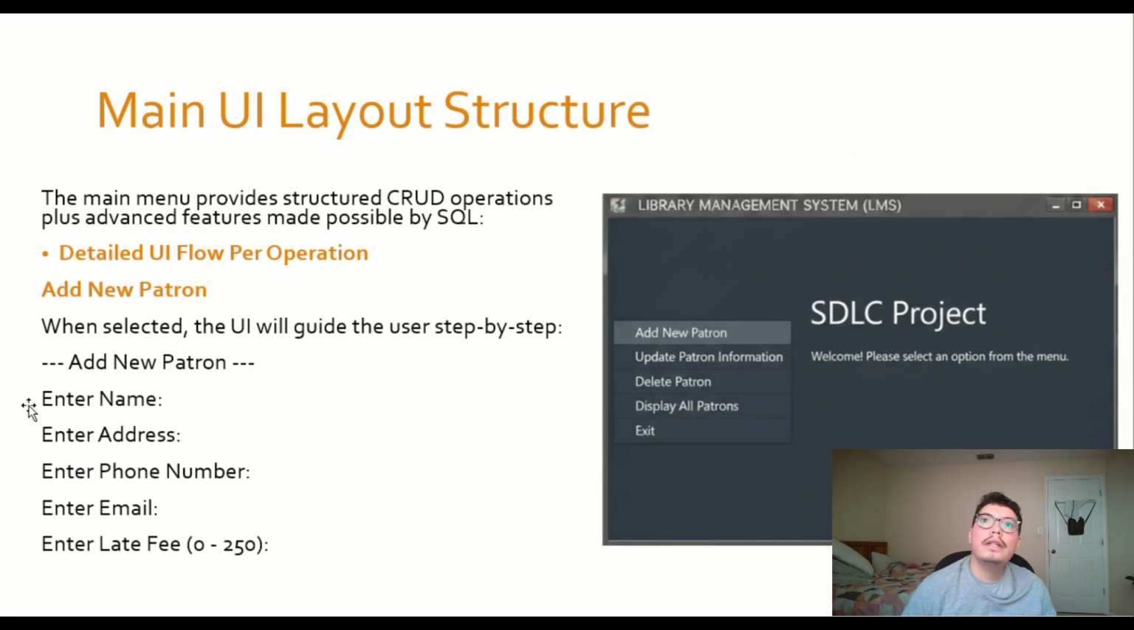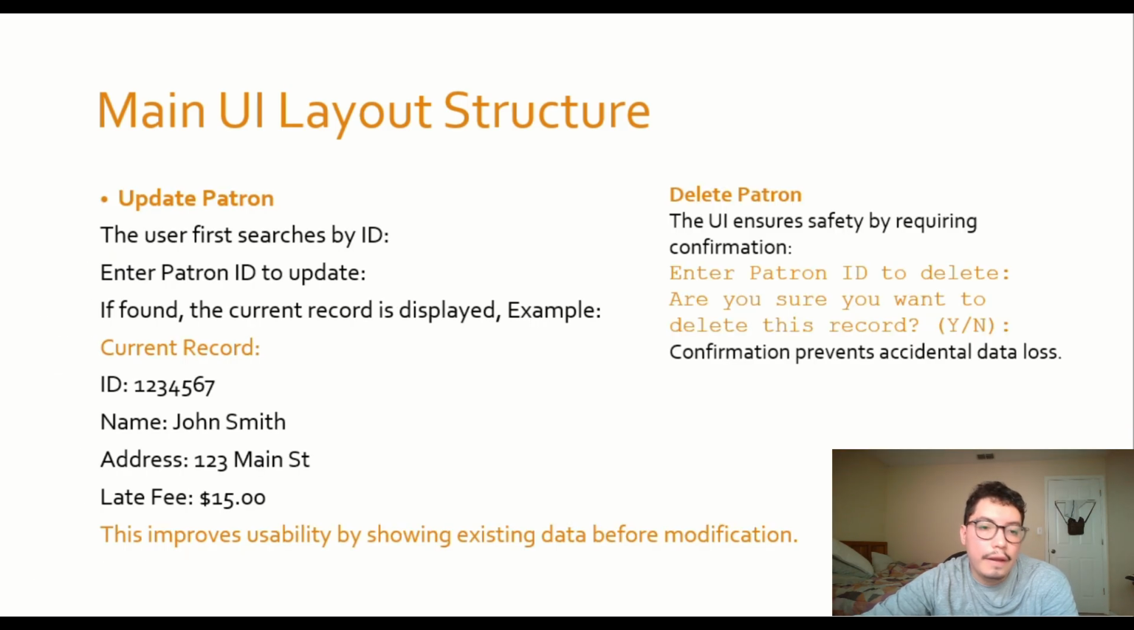Right now we're gonna start with the UI layout. First, as you can see, here's a little menu that says add new patron, update patron, delete patron, and display all patrons. When we select add new patron, a pop-up should display, and we will be able to type our name, address, phone number, email, and the late fee.